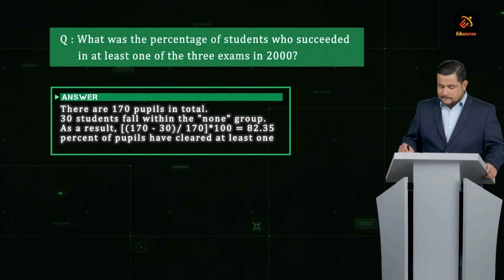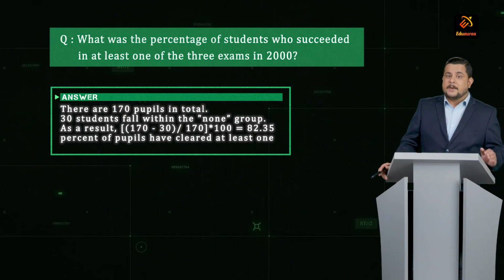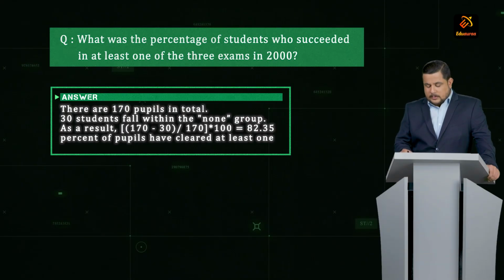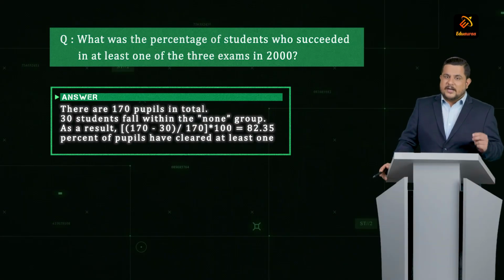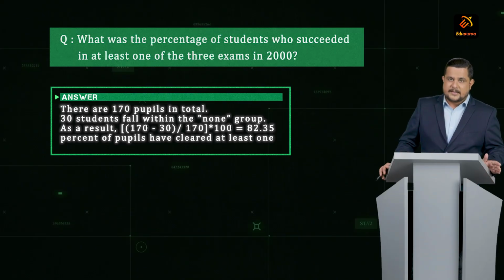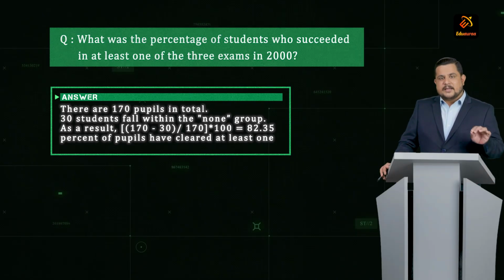Okay. And a student who passed more than one also can come there. But as we can see, it is given in the instructions that presume that no pupil has passed more than one exam. So at least one included the students who passed one exam. And we know that a student can pass only one exam, not more than one.